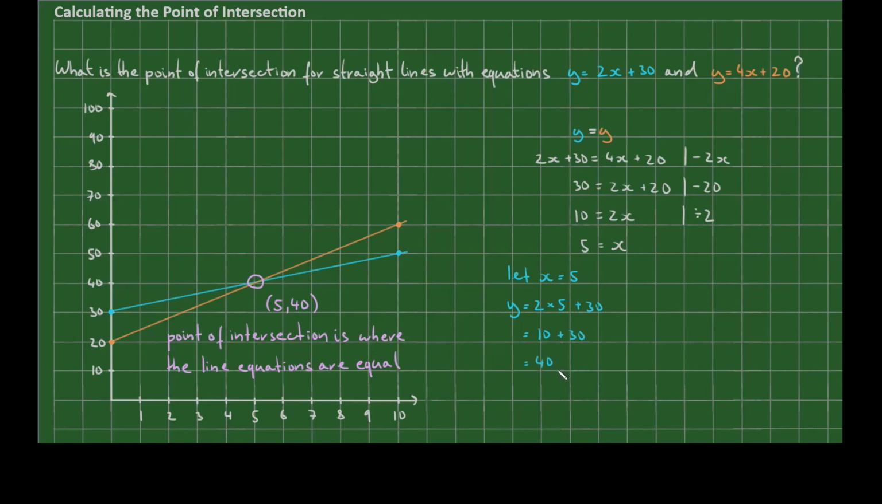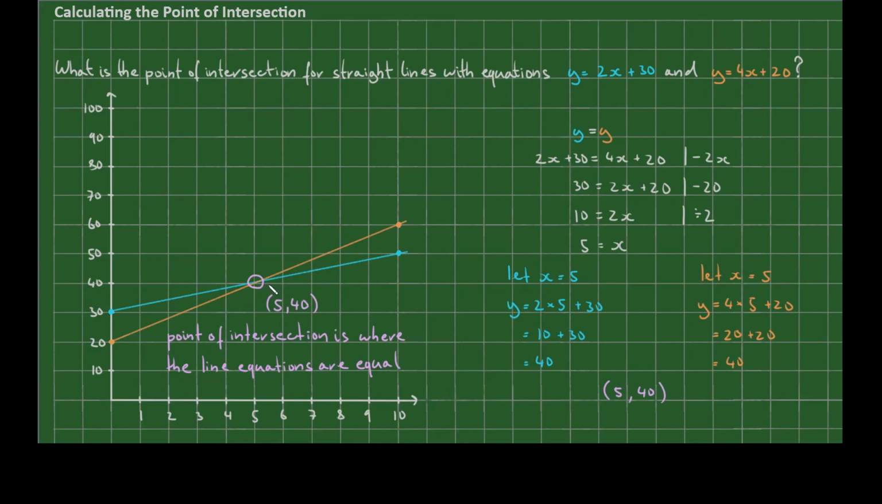Let me do the same with the orange equation. Once again, I'm going to say let x equal 5, and then see what happens to y. Y equals 4 multiplied by 5 plus 20. 4 multiplied by 5 is 20. 20 plus 20 is 40. Great. Both of my equations are giving me the same solution for y when x equals 5. And what is even better, my algebraic solution matches my graphical solution. The algebraic solution is telling me that the point of intersection is when x is 5 and y is 40, which is exactly what I read from my graph earlier.